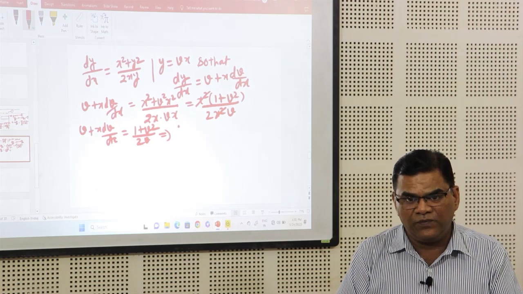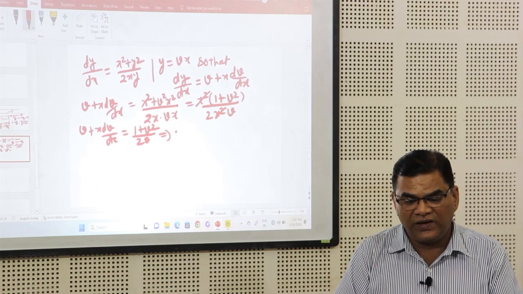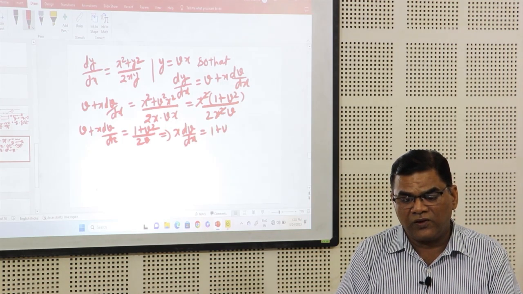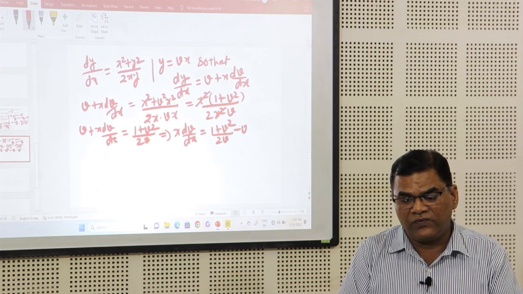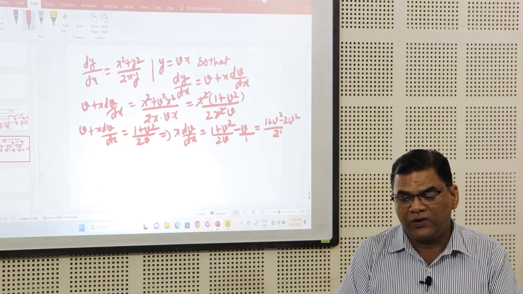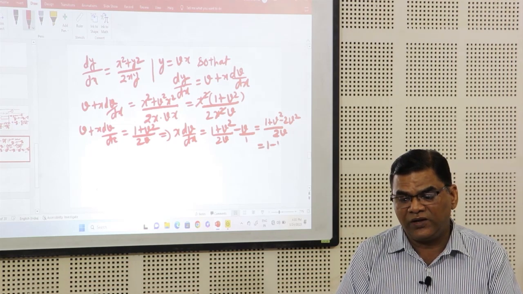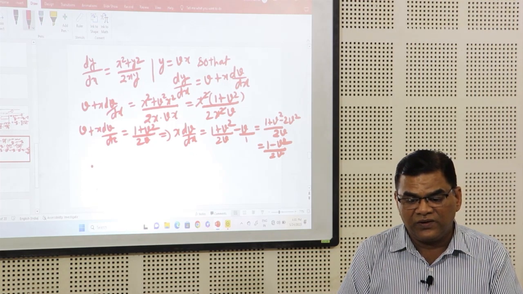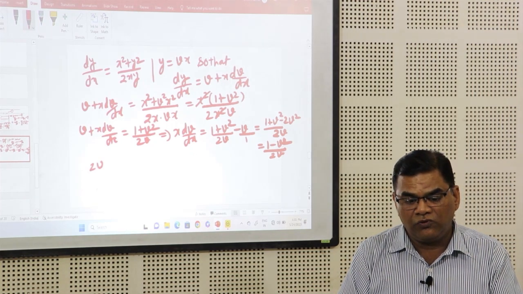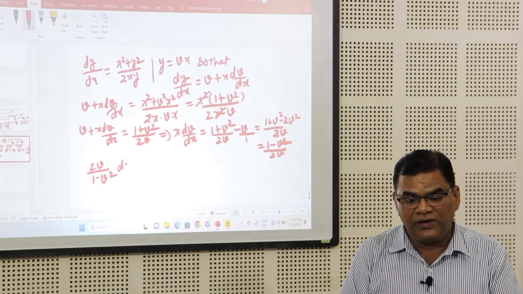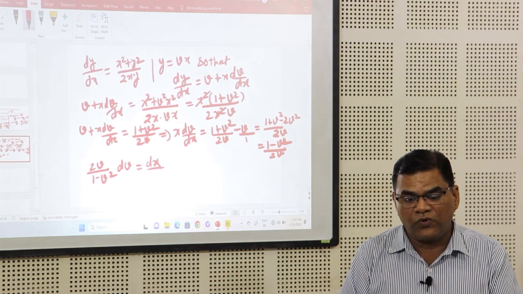Now, we will separate the variables at this stage. We can say x dv by dx is equal to (1 plus v square) upon 2v minus v. On taking the LCM, we have (1 plus v square minus 2v square) divided by 2v. Ultimately, we have (1 minus v square) upon 2v. Finally, we separate the variables. We can write it as 2v upon (1 minus v square) dv is equal to dx upon x.